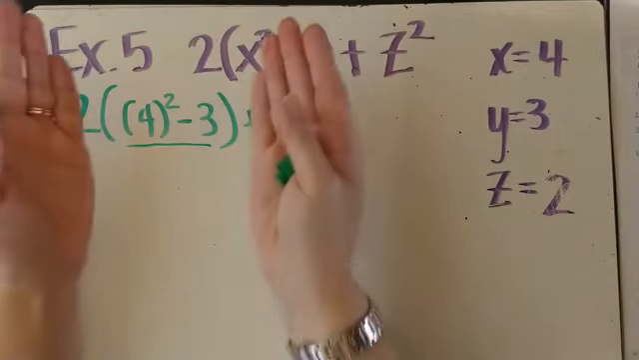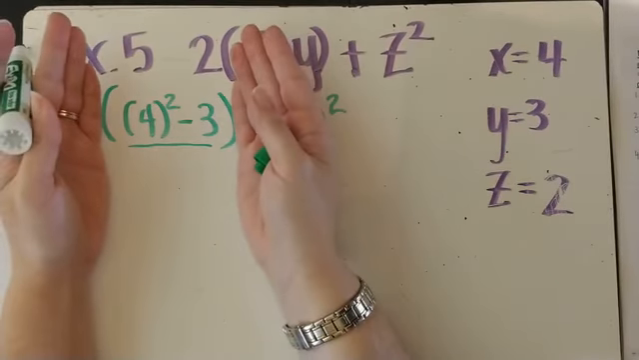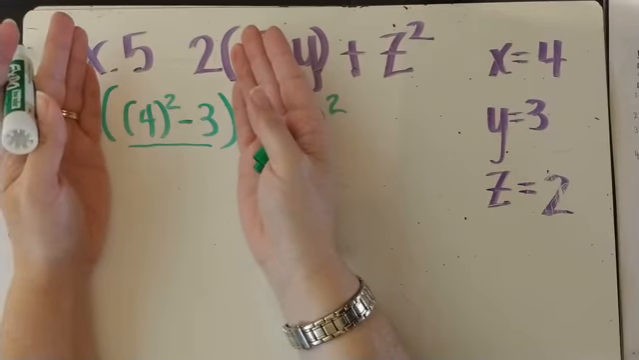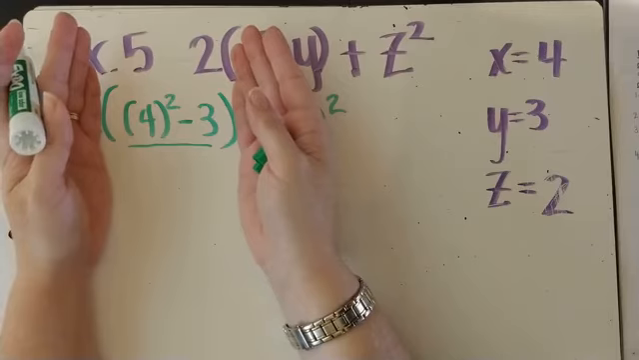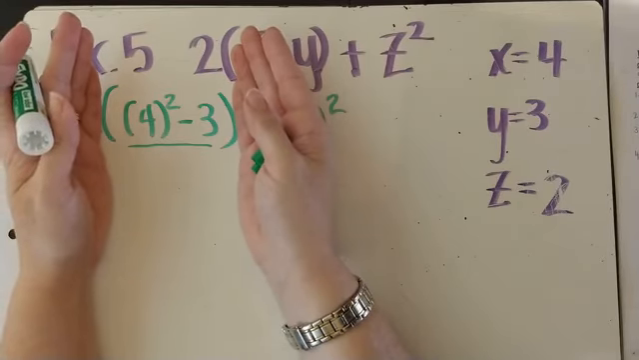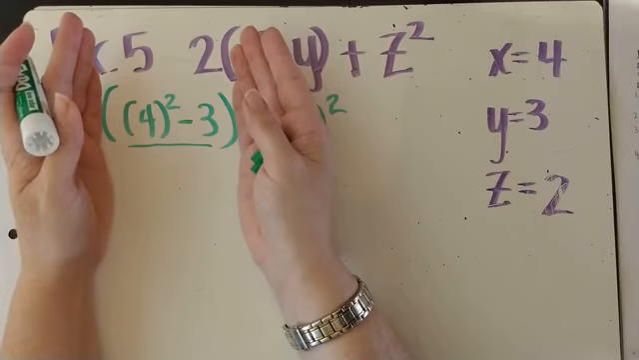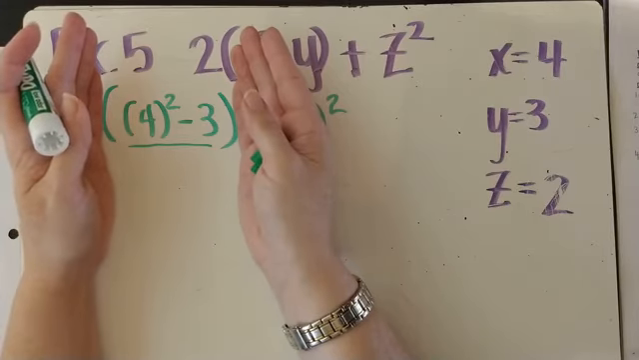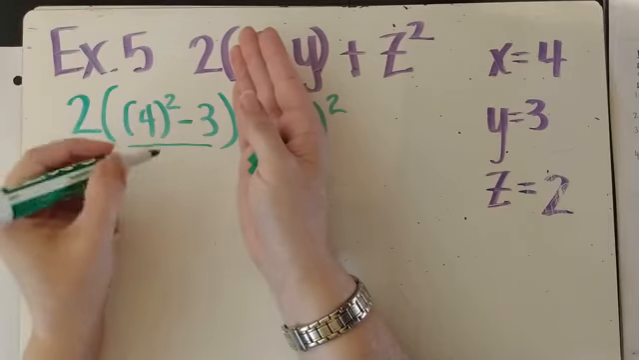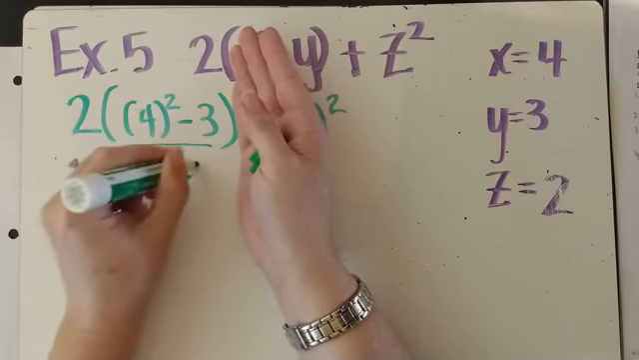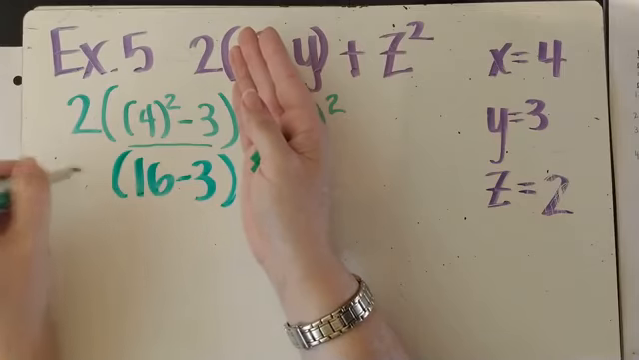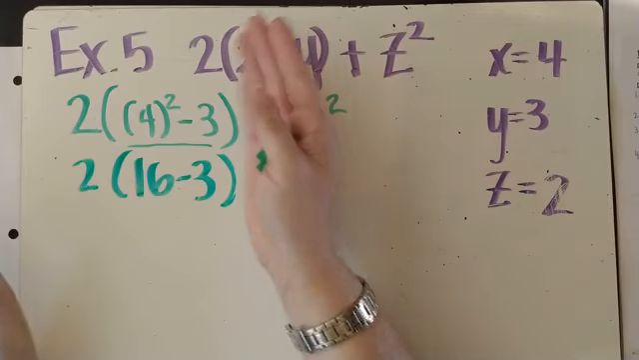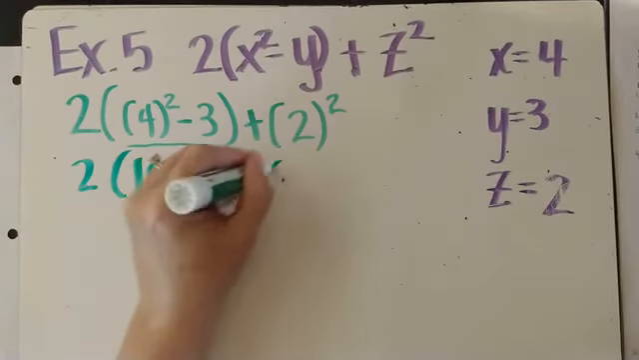So if we are to just look at this part of the problem, we have an exponent and we have subtraction. Exponents actually come before subtraction whenever we're doing the correct order. So let's work on the exponent. 4 squared is 16. So now inside of our parentheses, we have 16 minus 3, and bring down the rest of your problem.